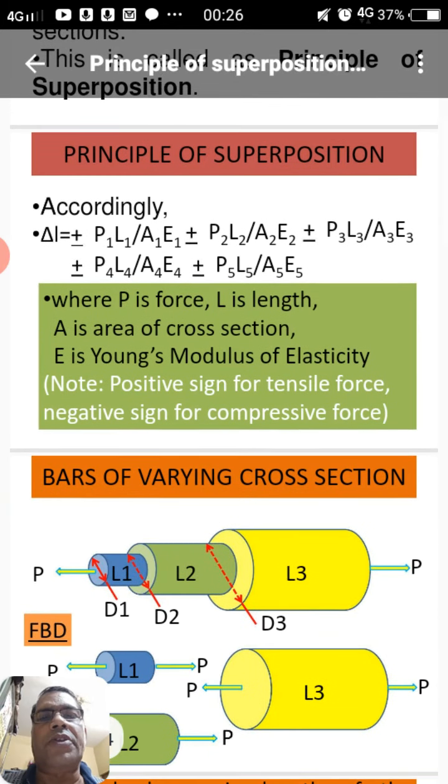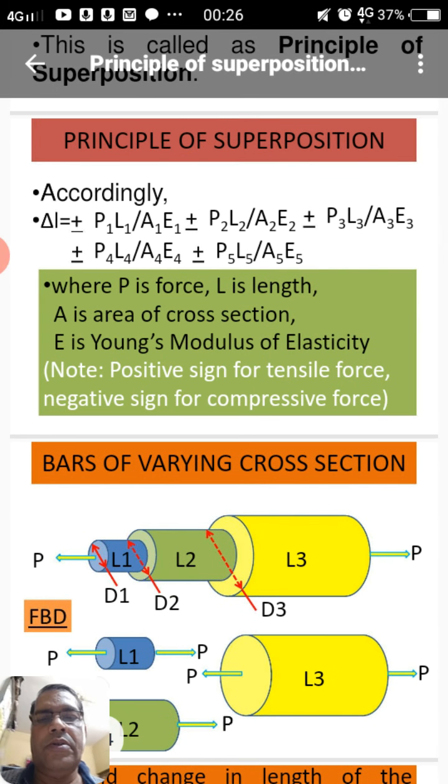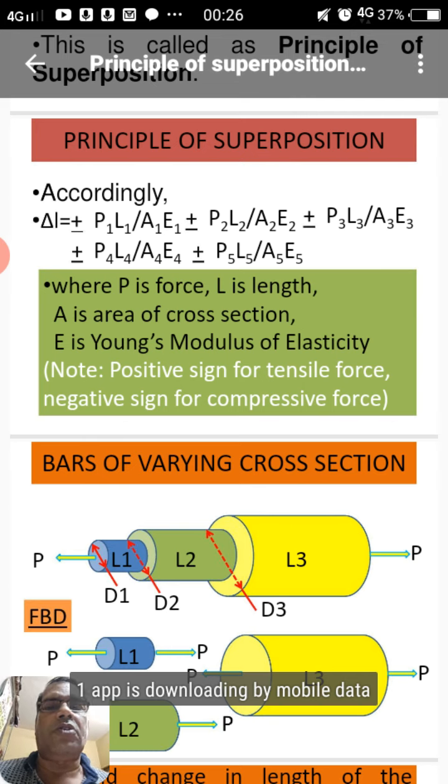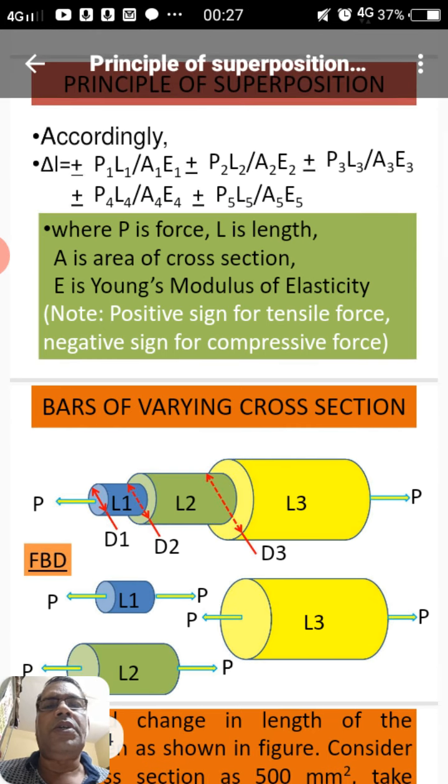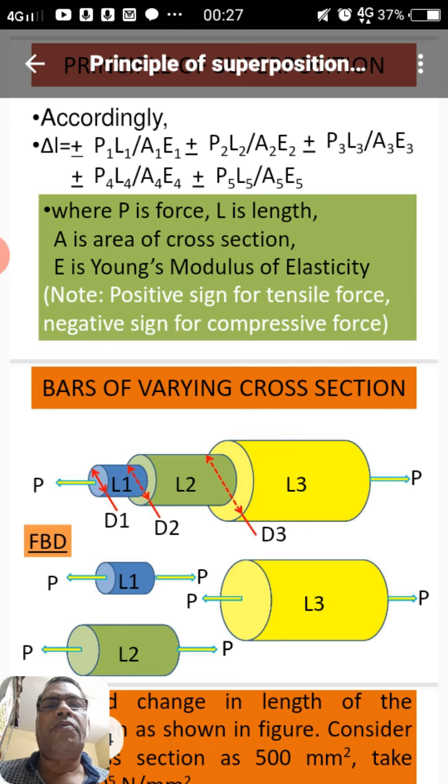So to better understand this principle, we can mention that the total deformation is equal to plus minus P1 L1 by A1 E1, plus minus P2 L2 by A2 E2, plus minus P3 L3 by A3 E3, plus minus P4 L4 by A4 E4, plus minus P5 L5 by A5 E5. Here P1, P2, P3 etc. all the data is taken for each section 1 to 5 and so on.